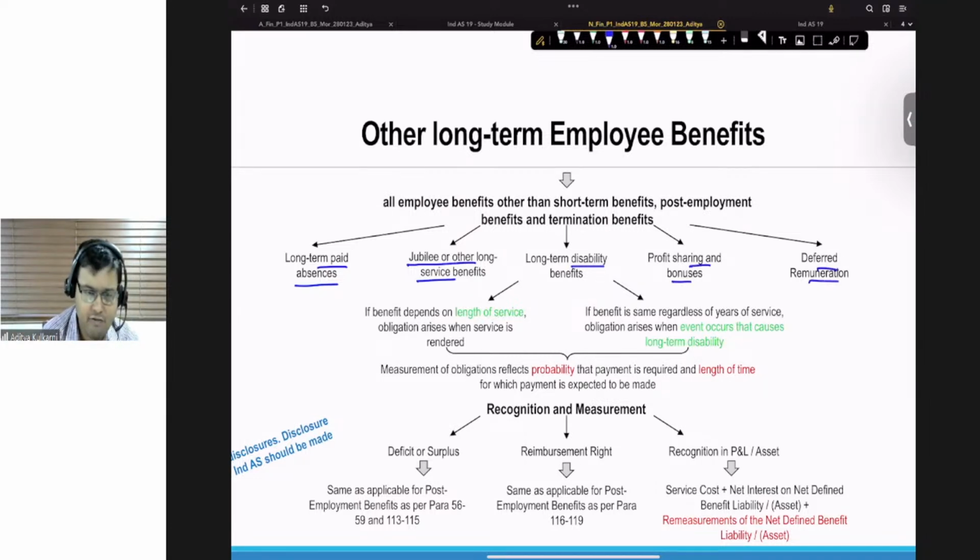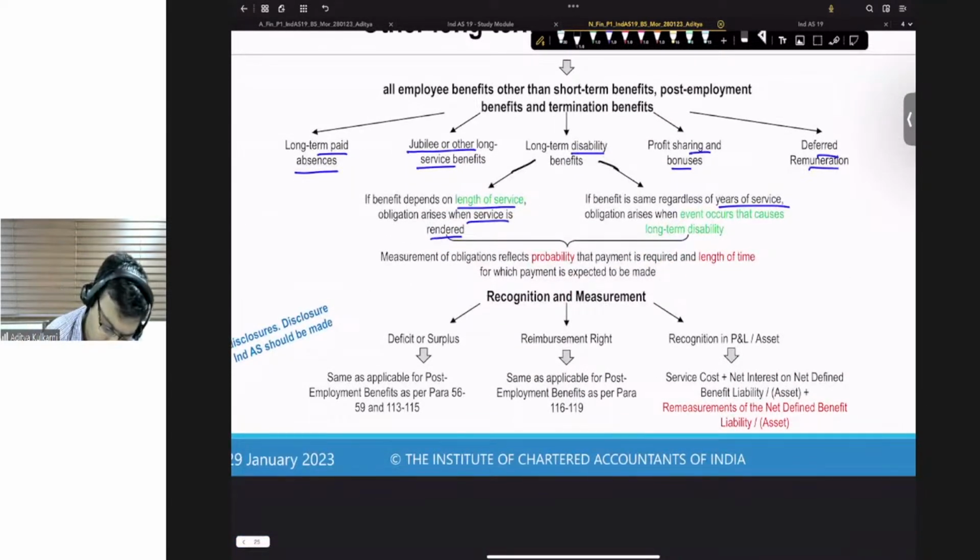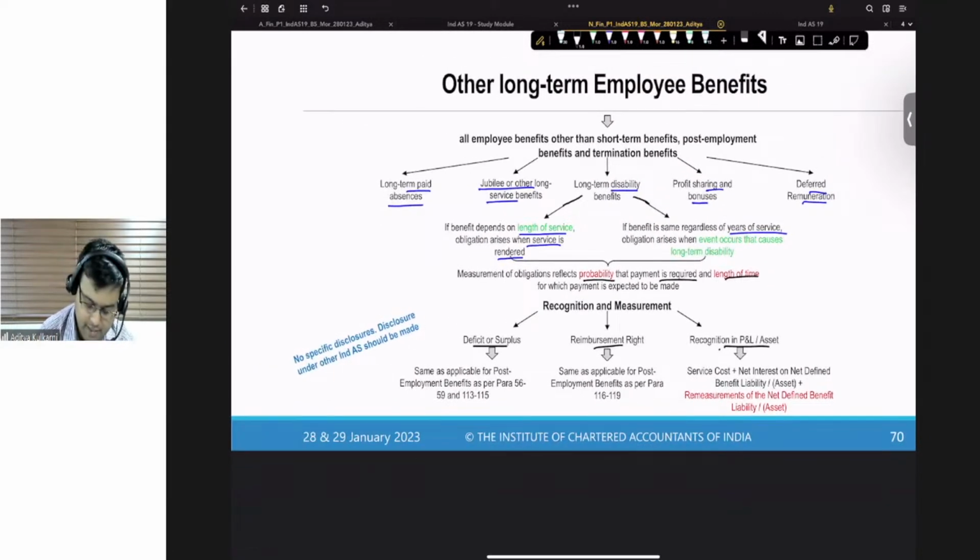Long-term disability benefits, profit sharing and bonuses, deferred remuneration. So if the benefit depends on length of service, the obligation arises when service is rendered. If the benefit is the same regardless of years of service, the obligation arises when the event occurs that causes long-term disability. This is specifically related to the disability benefits. Measurement of obligations is based on the probability that payment is required and length of time. So how will you recognize? Same thing, no change. Deficit or surplus will come, reimbursement right will come, recognition in P&L or the asset is exactly the same. There is no change in that. Same as applicable for post-employment benefits.